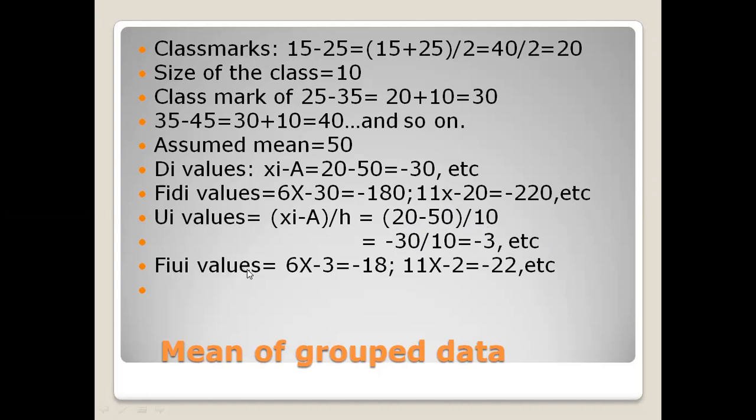Now, fi ui values. 6 into minus 3 means 6 is the first fi value and minus 3 is the first ui value. Multiply both, that is minus 18. 11 is the second fi value and minus 2 is the second ui value. Multiply both, you will be getting minus 22. It is the second fi ui value. Similarly, you have to complete the remaining fi ui values also.